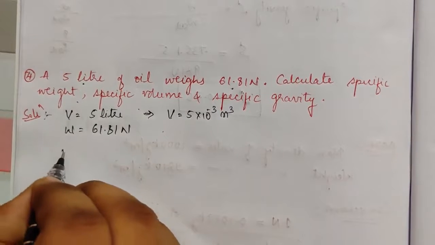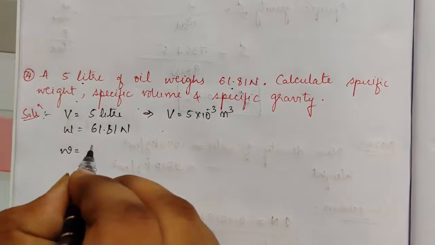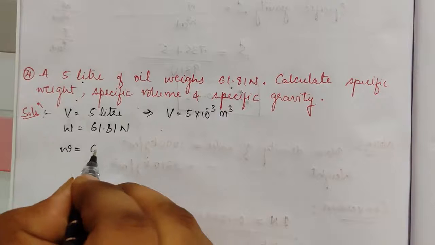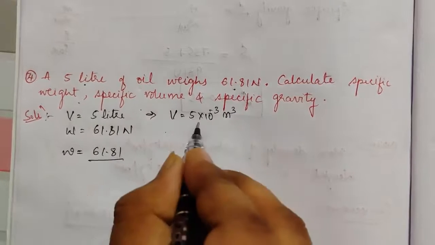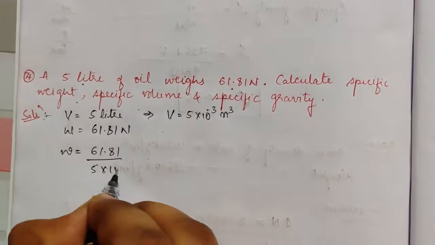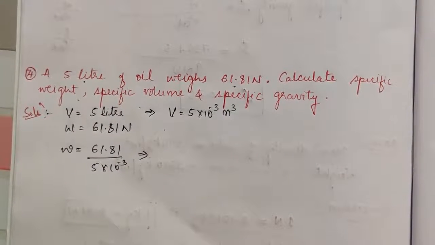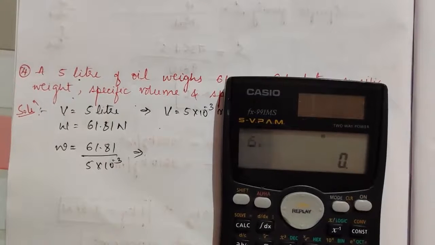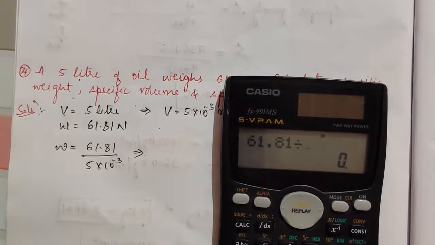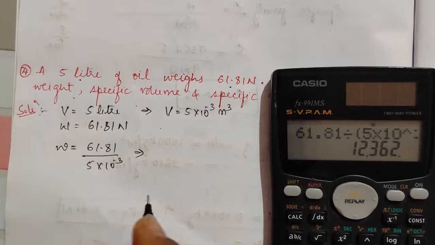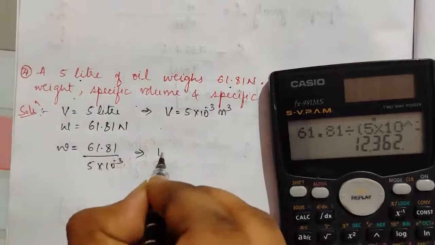Then specific weight, so weight by volume of the fluid. What is weight? 61.81. What is volume? 5 into 10 power minus 3. So what will we get if I divide 61.81 by 5 into 10 power minus 3? It is 12362.